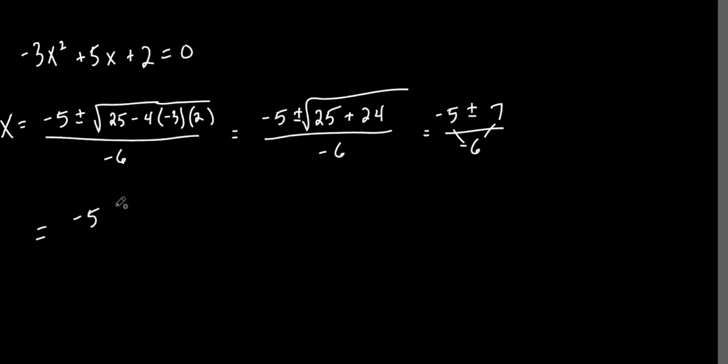Let's try it again. That's why it didn't come out. Negative 5 plus 7 over negative 6. And what else? Negative 5 minus 7 over negative 6.